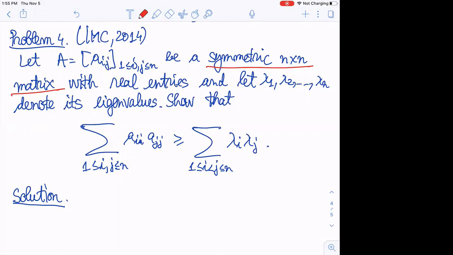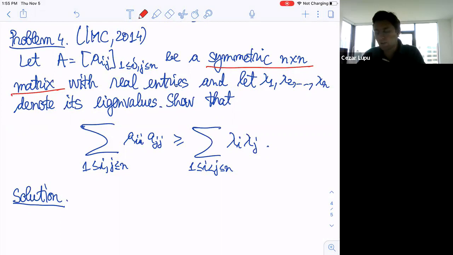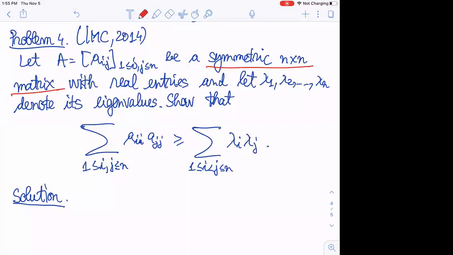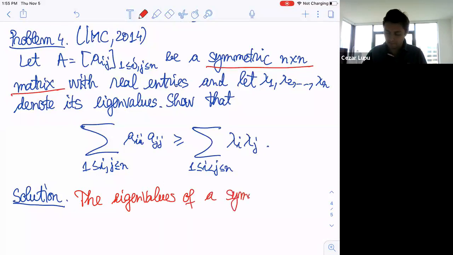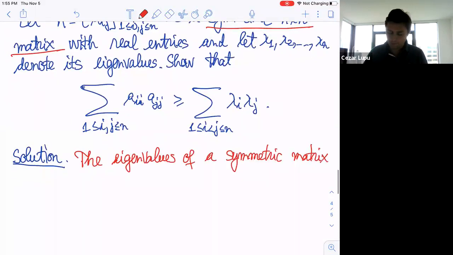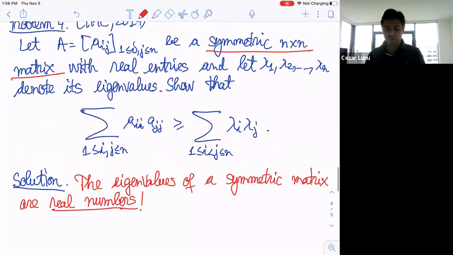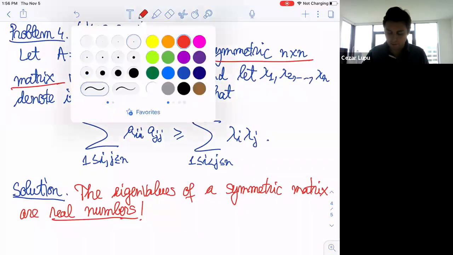Are they located on the diagonal? No, I wouldn't go that far. Are they real? They're real. So the eigenvalues, keep that in mind. In fact, the eigenvalues of a symmetric matrix are real numbers. Keep that in mind. We said this, and we said that the eigenvalues of a skew symmetric matrix are purely imaginary, right?